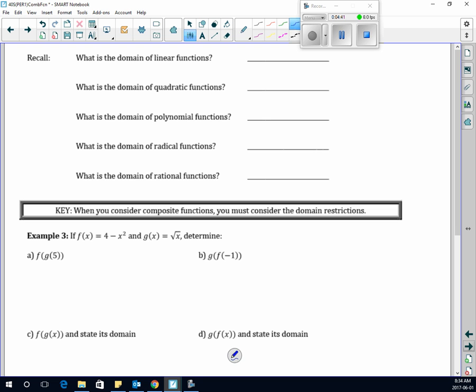What is the domain of linear functions? So a line, what's the domain? Yeah, it's all reals. What about quadratics? All reals? What about polynomial functions? All reals? Does everybody know that polynomial functions actually include all of the above? Yeah, it's a general term for them. Okay, what about radical functions?